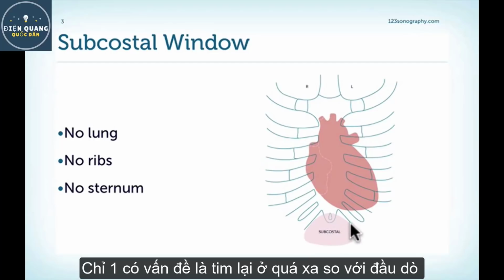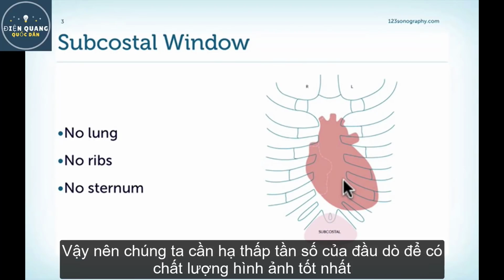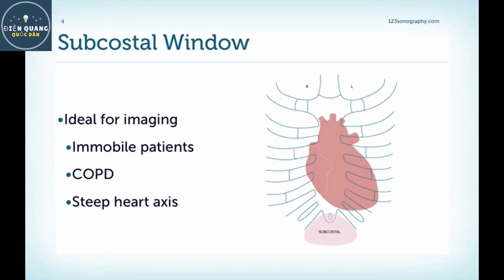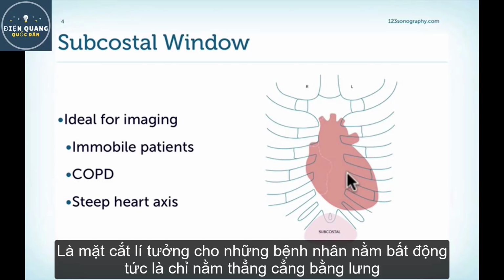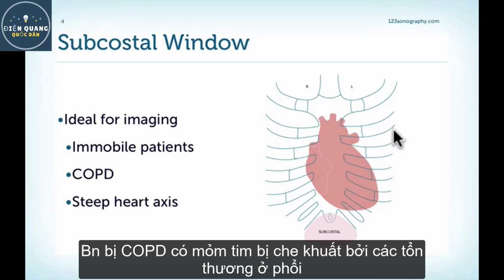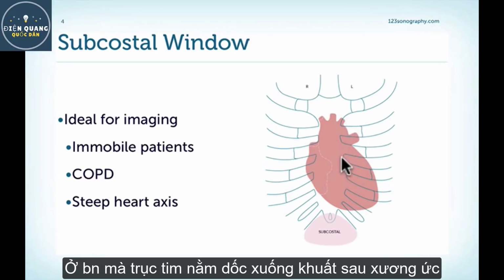The only problem is that the heart is located fairly far away from the transducer, so you do need a fairly low transducer frequency to get good image quality. It's ideal for imaging immobile patients who can only lie on their back, for patients who have COPD and where the lung obscures the apical window, and for patients who have a very steep heart axis where the heart is located right here behind the sternum.